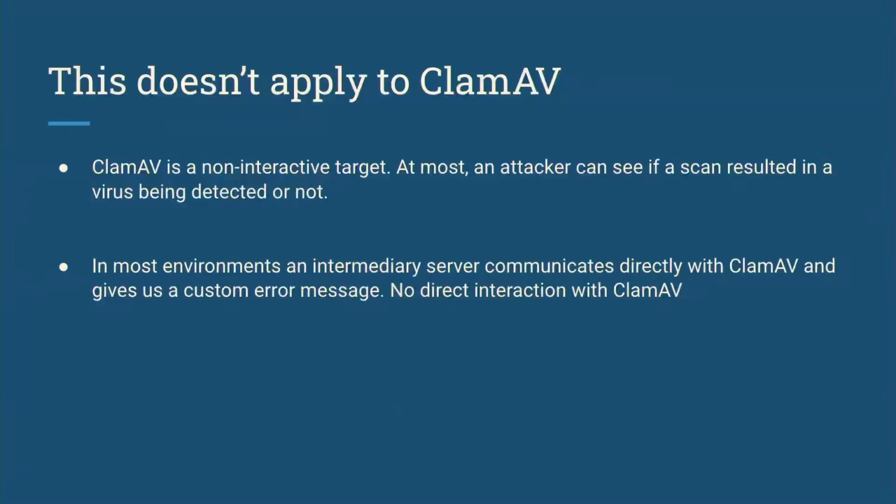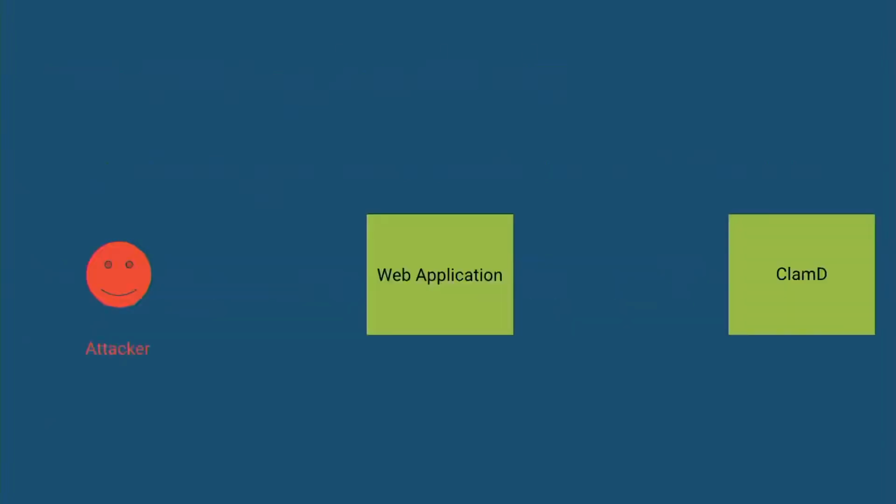And the reason is that ClamAV is a non-interactive target. So you don't really have a protocol exchange with it. And at the very most, an attacker can see if the scan resulted in a virus or not. And even then, in most environments, realistically, you're not talking directly to ClamAV. There's some sort of intermediary server, like a web application, that scans on your behalf, and it will display a custom error message to you. So there's no real way to get ClamAV to send you a pointer.